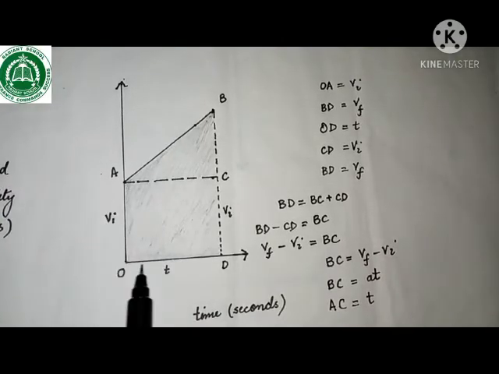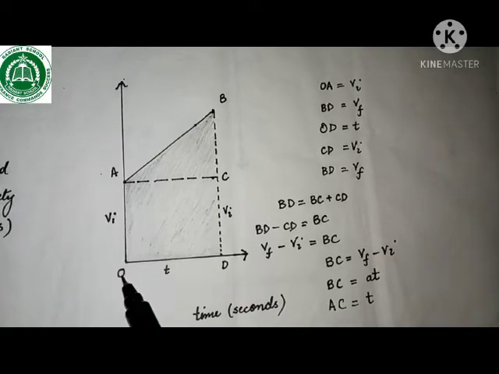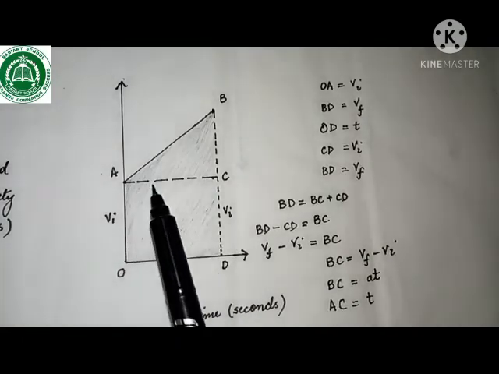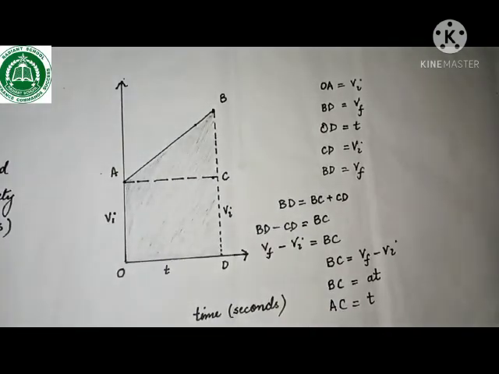Now we have covered all the sides which we will be using in the upcoming formulas. If you still have any query, you can ask your teacher. Let me repeat, OA is VI, CD is also VI, OD is T, AC is also T, and this side BC is equal to VF minus VI. Now, hopefully you can draw this graph on your own, and all the parameters of this diagram are familiar to you.